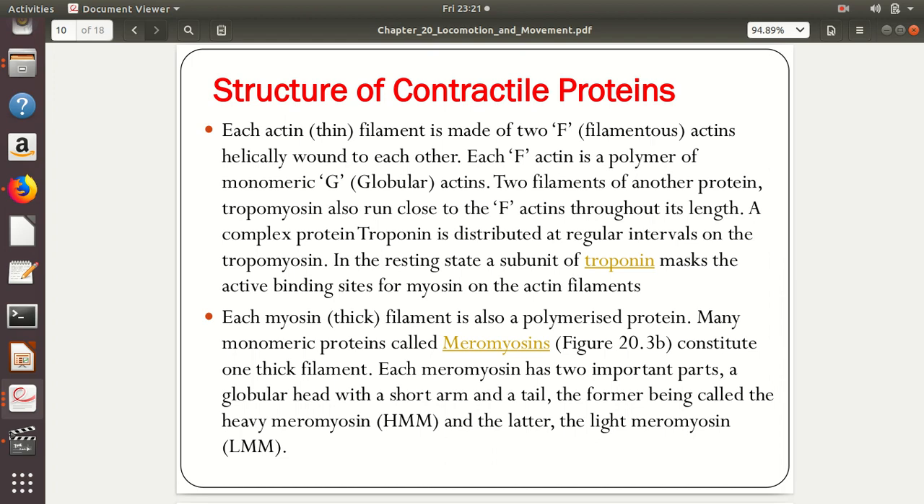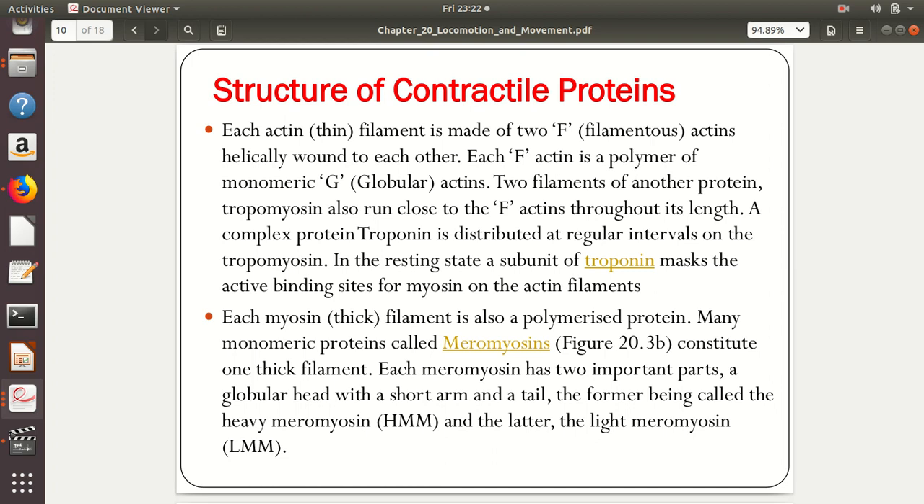Two filaments of another protein, tropomyosin, also run close to the F actins throughout its length. A complex protein, troponin, is distributed at regular intervals on the tropomyosin. In the resting state, a subunit of troponin masks the active binding sites for myosin on the actin filaments.